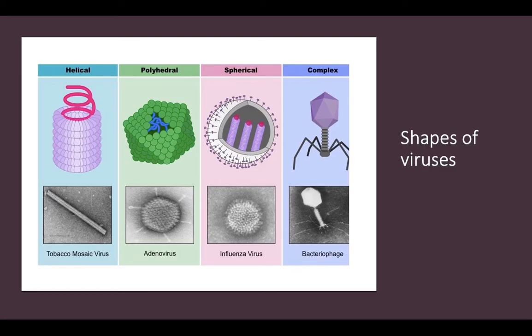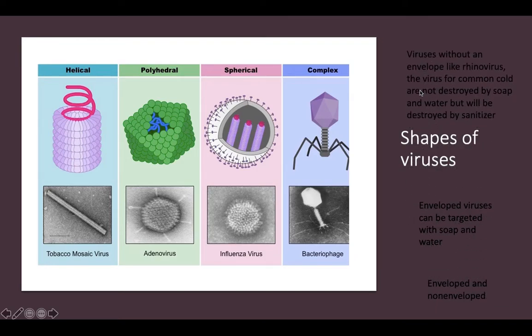So viruses can come in all shapes, as you can see in my image. And they can have some other features, like be enveloped or non-enveloped. Enveloped viruses can be targeted with soap and water, and non-enveloped the opposite. Because soap and water basically targets the lipids on the envelope. So envelopes have lipids. This lipid can be targeted by soap and water. So when it's destroyed by the soap and water, then the virus dies.